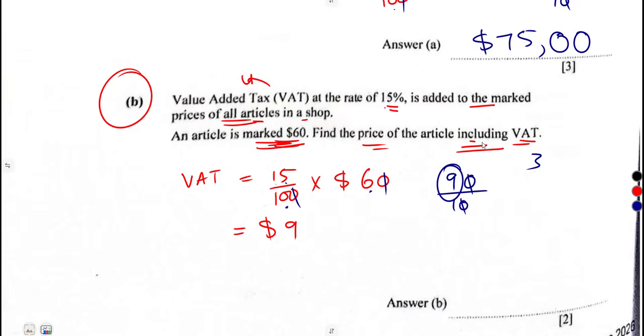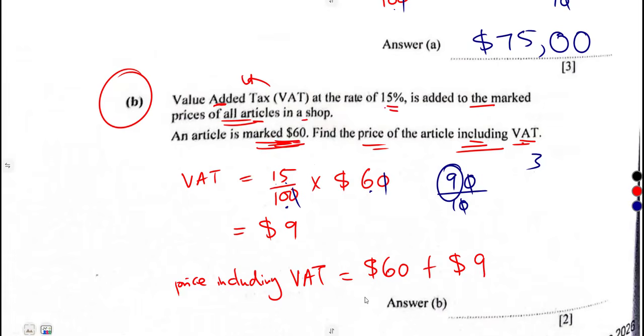So the price including VAT. VAT is added tax, you must add it. So you add it to the marked price, which was $60, plus that VAT of $9. So that was going to give us $69. So that is our final answer here. It was going to be $69. All right, so you can just consider this way, $69.